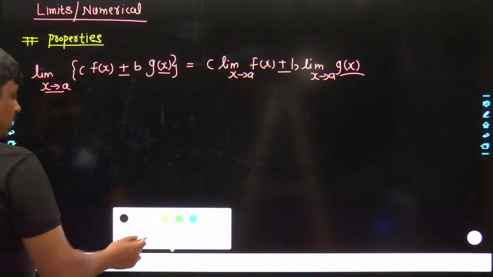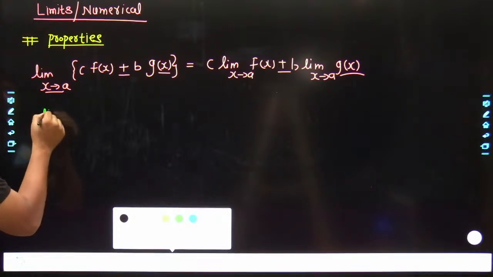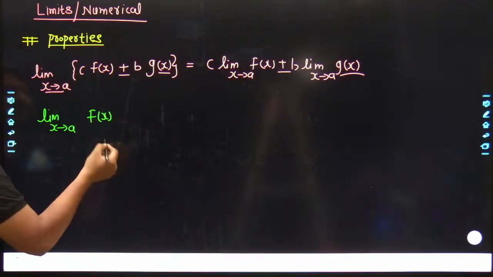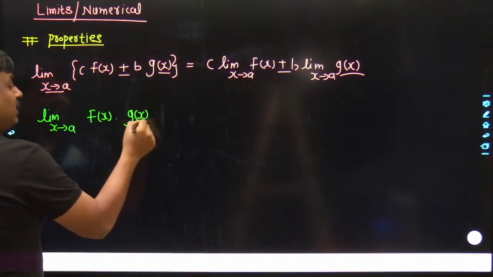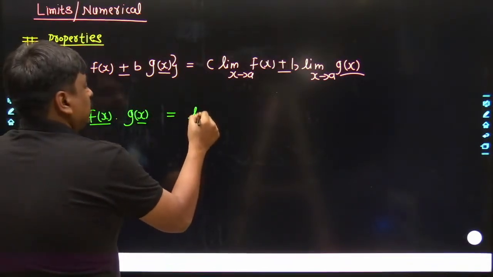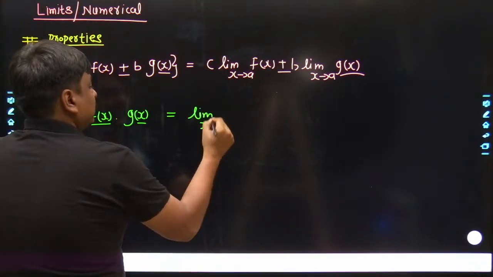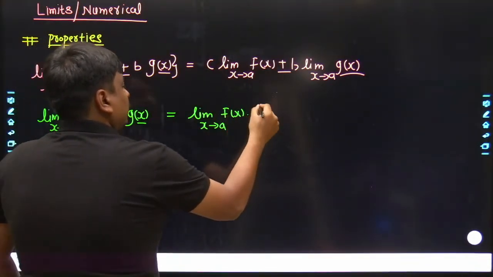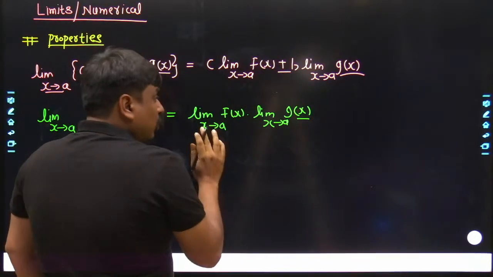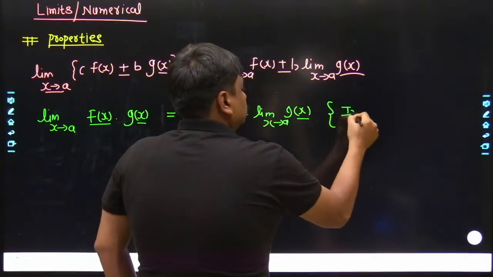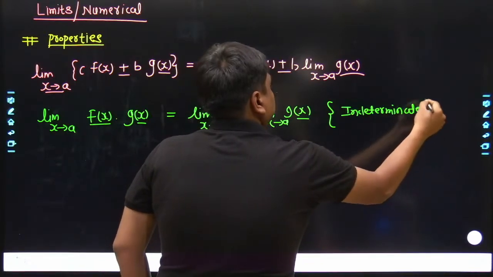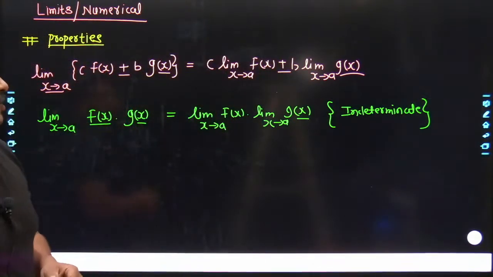So what am I going to take? I am going to take the next structure. There also we have two functions. Let's take the first function as f of x and the second function as g of x, and here we have the multiplication between them. Here also, at the end of the day, we get the result as limit x tends to a of f of x into limit x tends to a of g of x, provided this should not be a case of an indeterminate form.